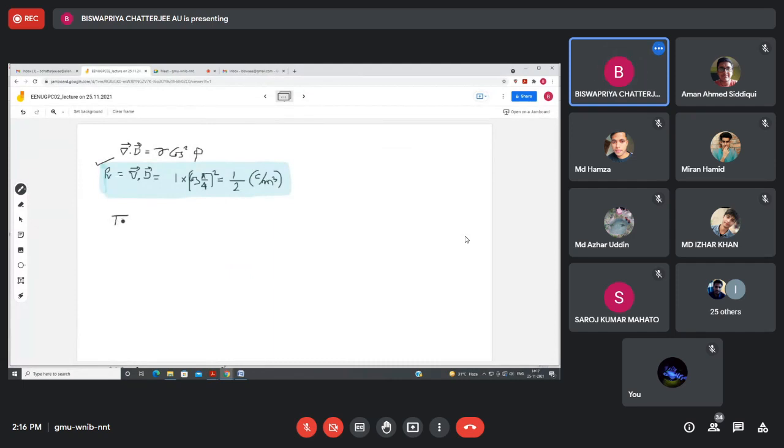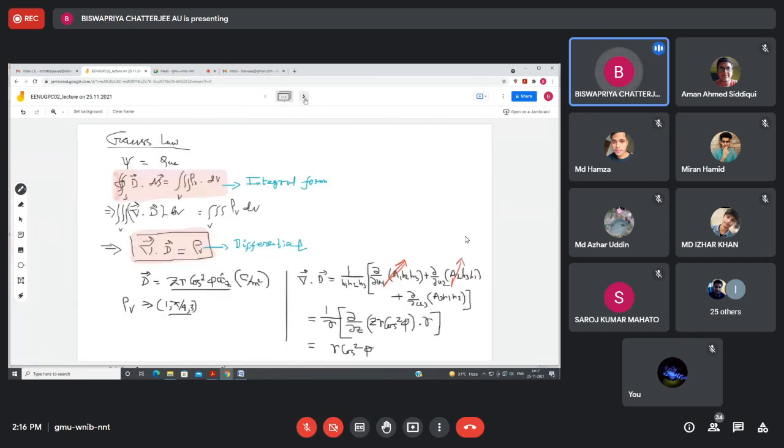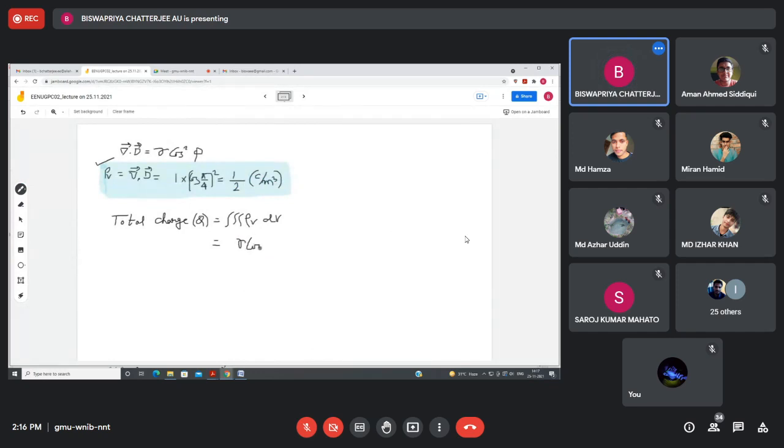So total charge, rho v is r cos square phi, and dv, you know, in the cylindrical system the differential volume element is r dr d phi dz.